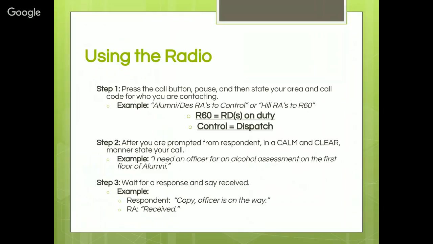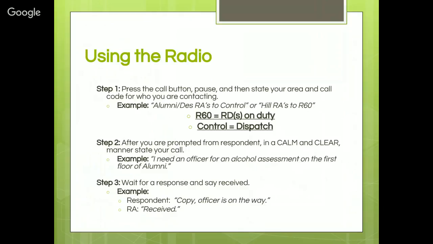Now, if you end up saying dispatch or RD on duty, they're going to understand and they're still going to respond. But as you get more comfortable with the radio, these are the codes that you'll be utilizing and the codes that other RAs will be utilizing as well. Now, step 2: after you're prompted by the respondent, which is either the RD on duty or control, in a clear and calm manner, you're going to state the reason why you're making the call. For example, you're going to say, I need an officer for an alcohol assessment on the first floor of Alumni.